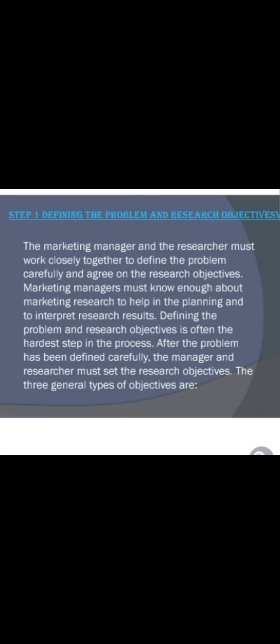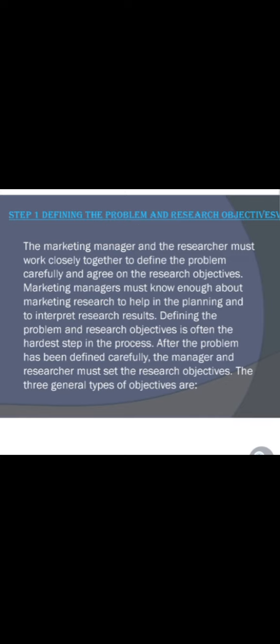First step: defining the problem and research objectives. The marketing manager and the researcher must work closely together to define the problem carefully and agree on the research objectives. Marketing managers must know enough about marketing research to help in the planning and to interpret research results. Defining the problem and research objectives is often the hardest step in the process. After the problem has been defined carefully, the manager and researcher must set the research objectives.